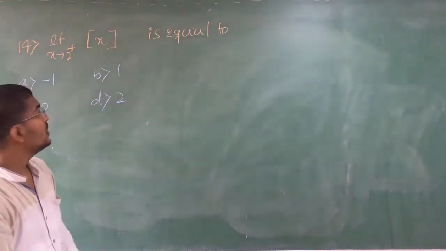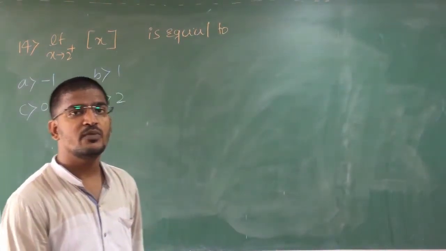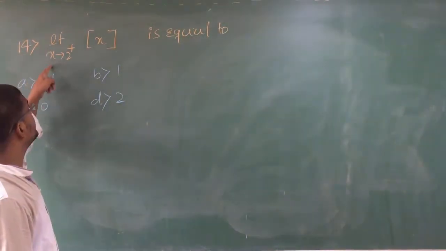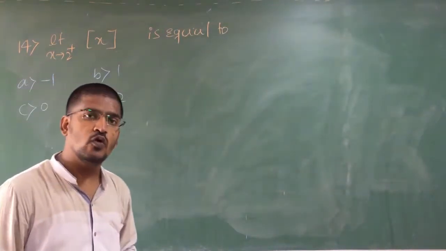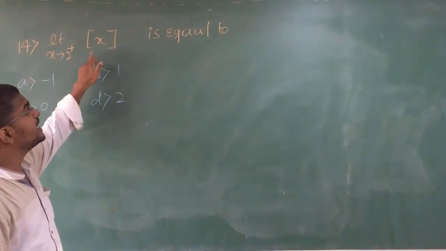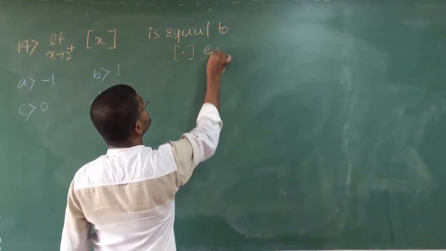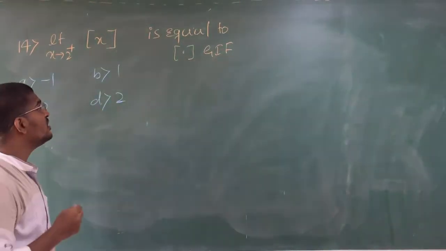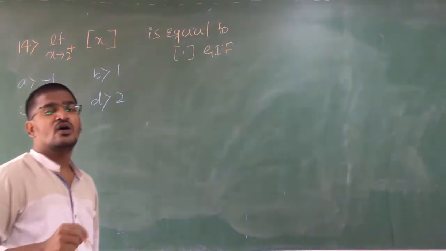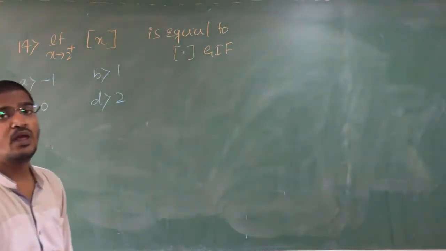Okay students, now let us go for problem number 14. Problem number 14 asks for the limit as x tends to 2 plus, that means the right hand side of 2, for the given function, that is the greatest integer function. As you all know the nature of the greatest integer function, this will be a very simple problem for you.